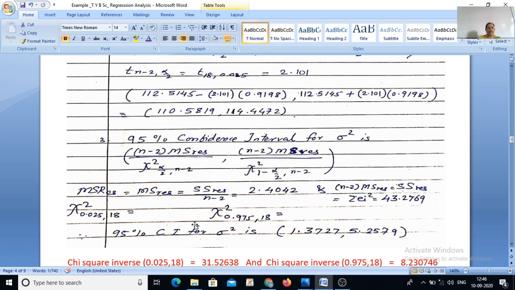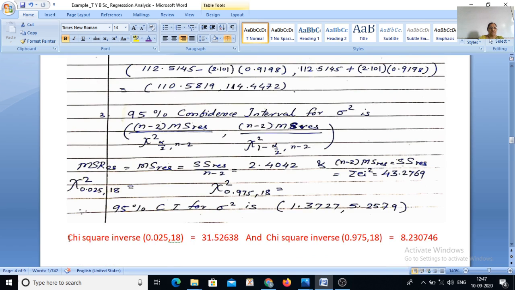So if I use the Excel function in MS Excel, we have functions to find the inverse of this chi-square probability distribution. I use the command chi-square inverse at the tail 0.025 with 18 degrees of freedom. The value is 31.52638, and the other tail is at 0.975 probability, and with the same degrees of freedom, this is the value.